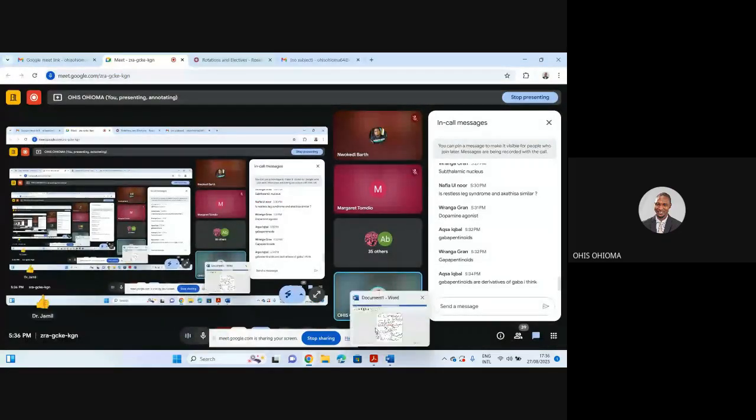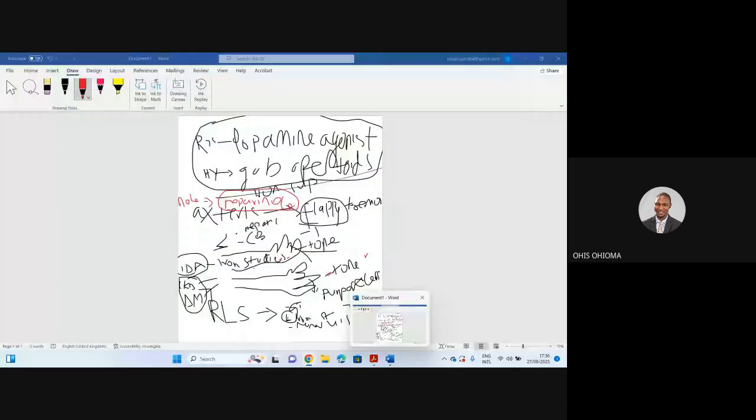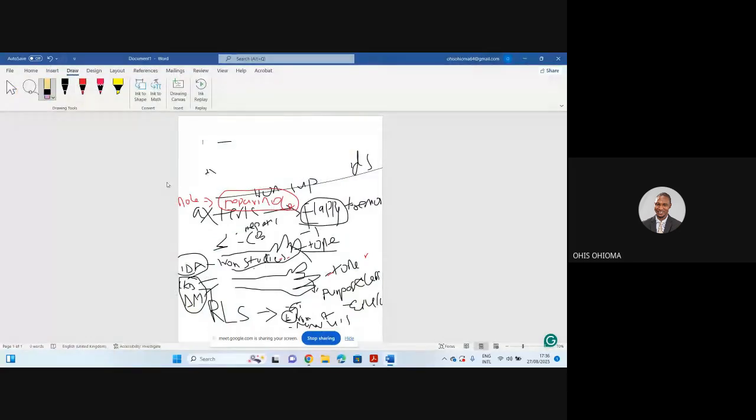So I'm going to round the class up with the last thing we're going to talk about, which is movement neurodegenerative disorders, basically. I'll just talk about the most important ones. Neurodegenerative disorders can be classified into three, right?